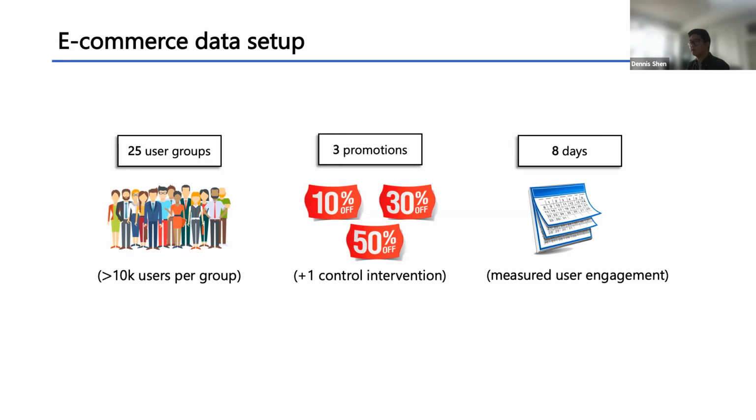Additionally, the company considered 3 interventions corresponding to discounts of 10, 30, and 50%, as well as a control where the customers had to pay the standard fee. And then the customer engagement levels were collected over 8 days.